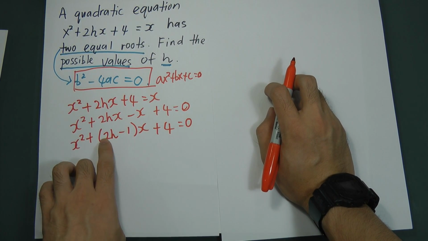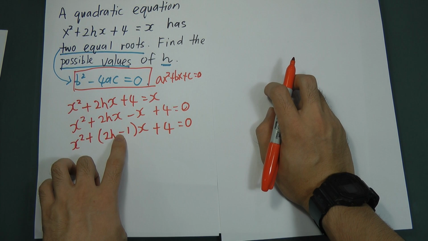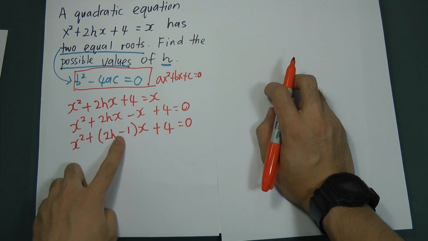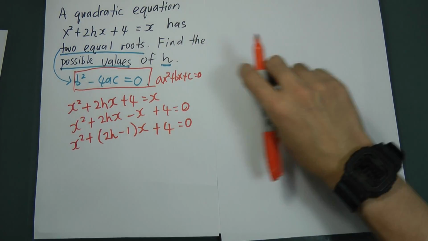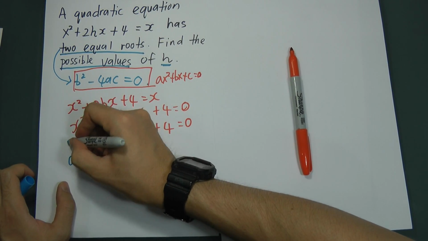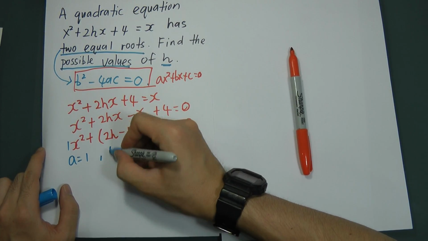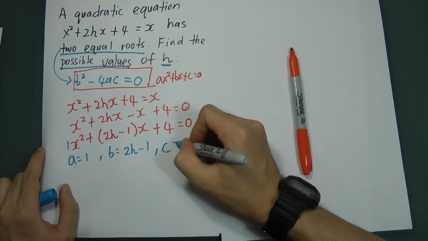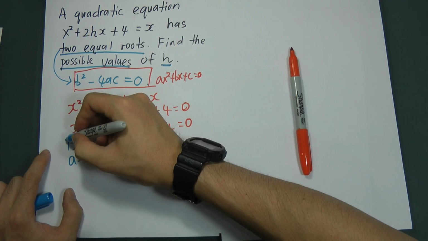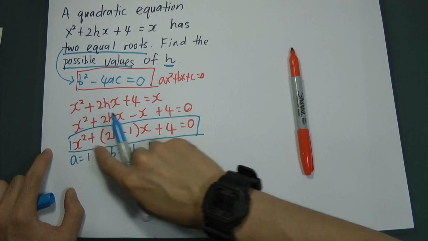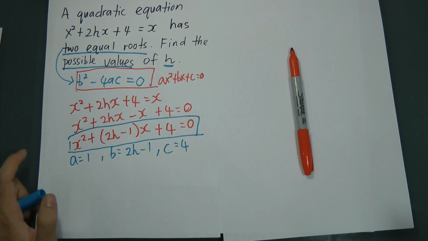Because x multiplied by 2h, I get 2hx, and -1 multiplied by x, I get -x. Then I got a, b, and c. Obviously, in this case, a will equal 1, because over here it is 1. And then b is equal to 2h minus 1, and c is equal to 4. This is what we call the general form, ax squared plus bx plus c equal to 0.